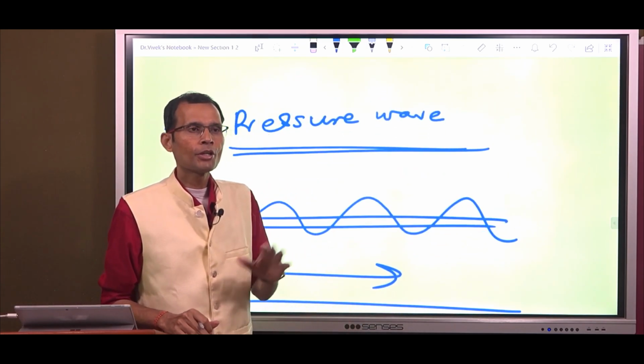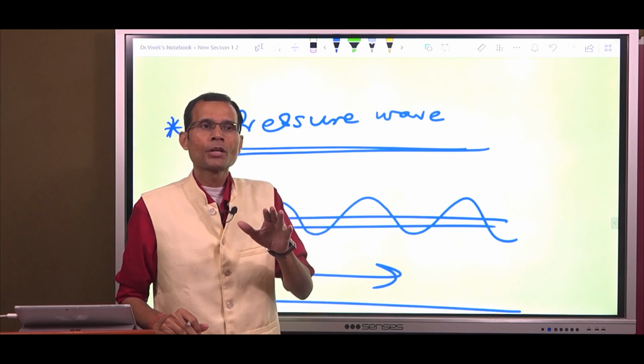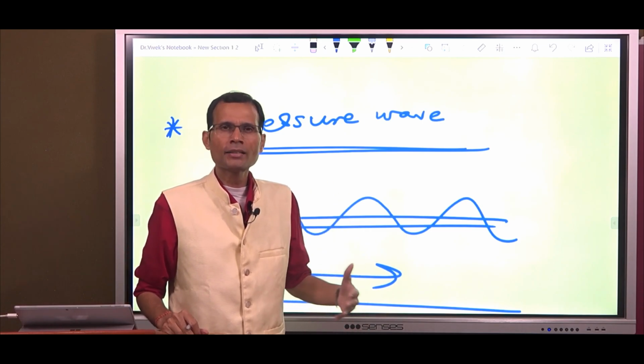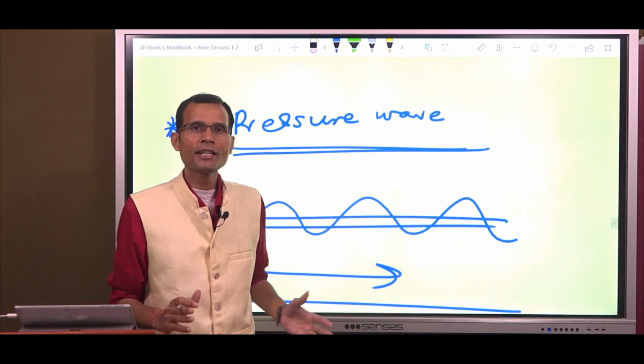Now, why did I mention the definition? Because very often students confuse blood and the pulse. They feel the pulse and think that means the blood flow. No, that's not the case.